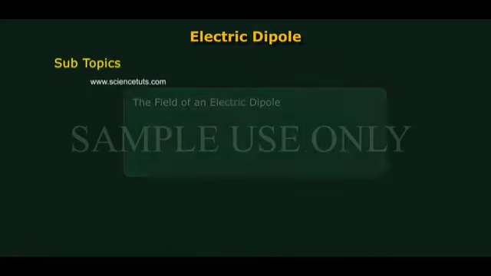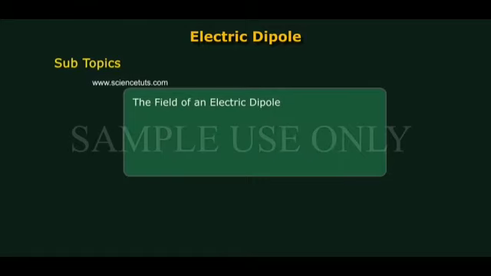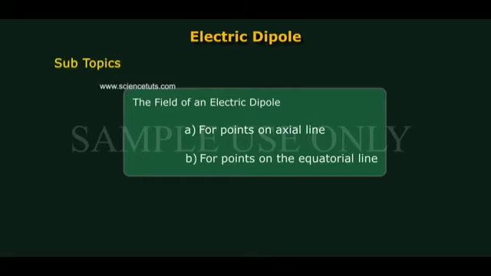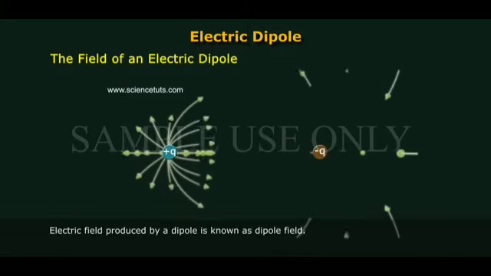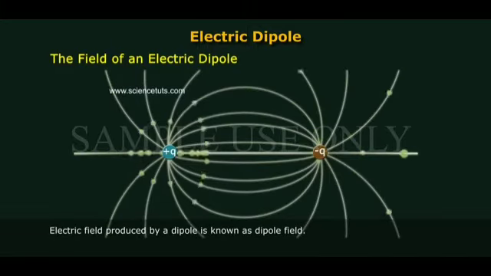Subtopics: the field of an electric dipole. A. For points on axial line. B. For points on the equatorial line. The field of an electric dipole. Electric field produced by a dipole is known as dipole field.